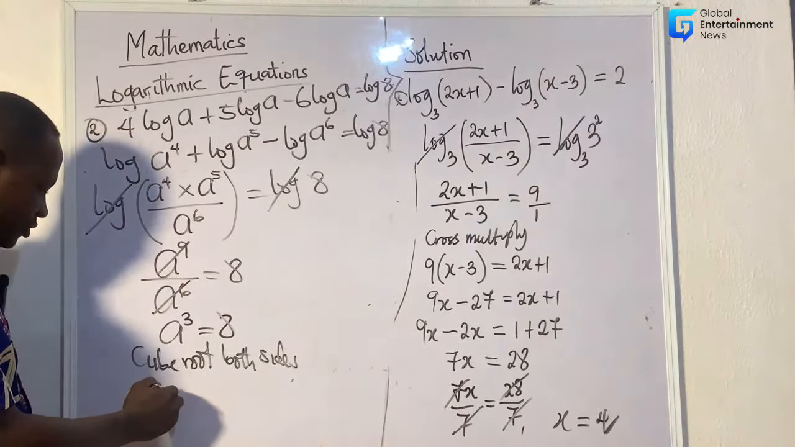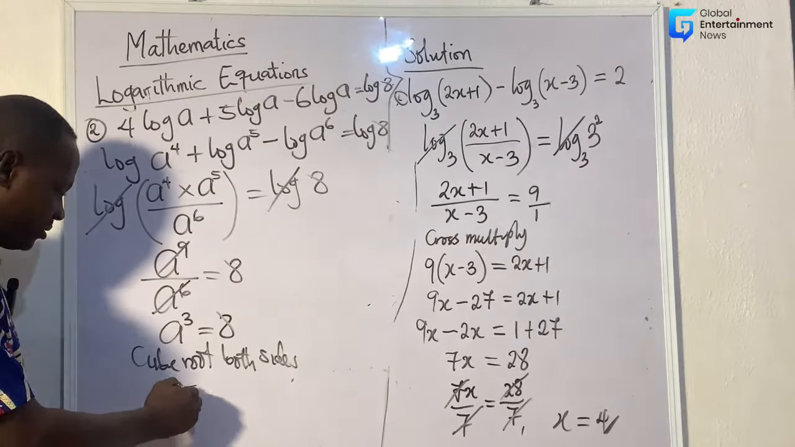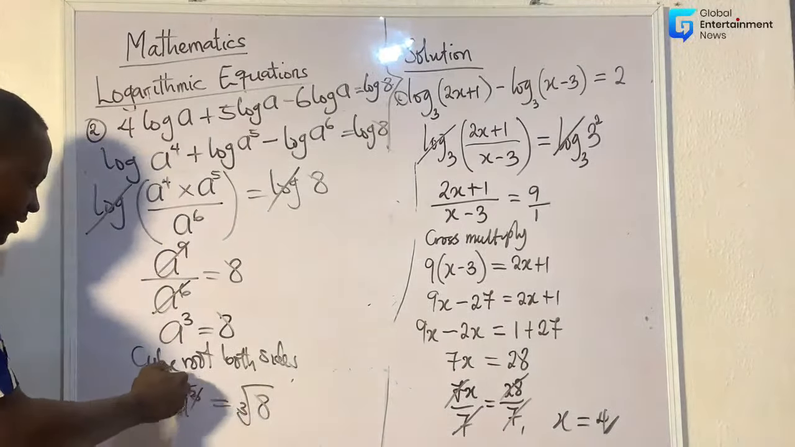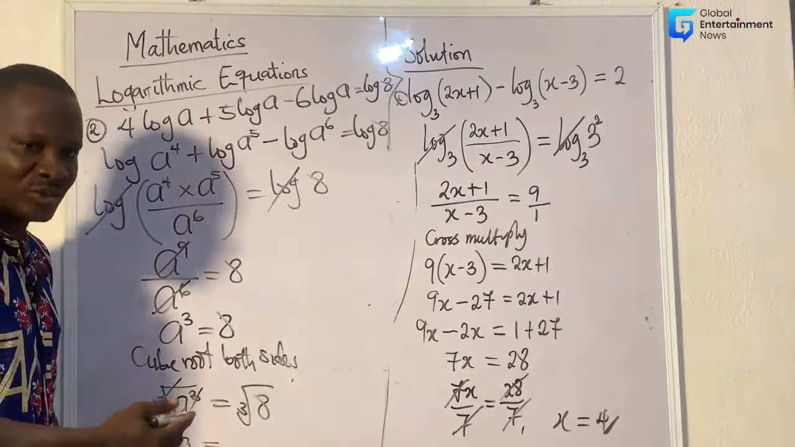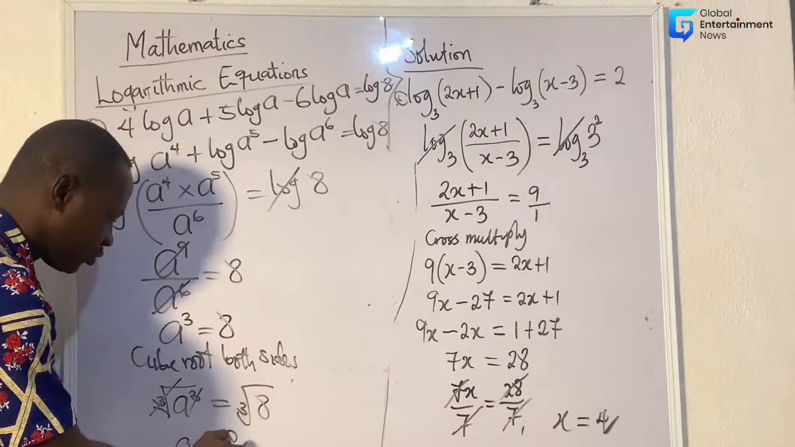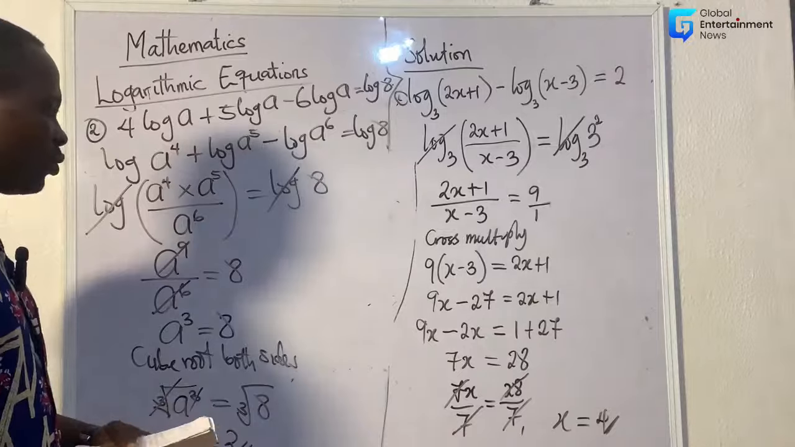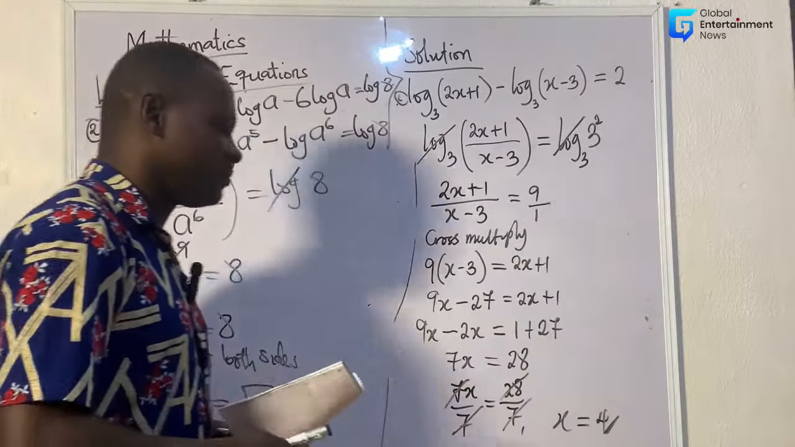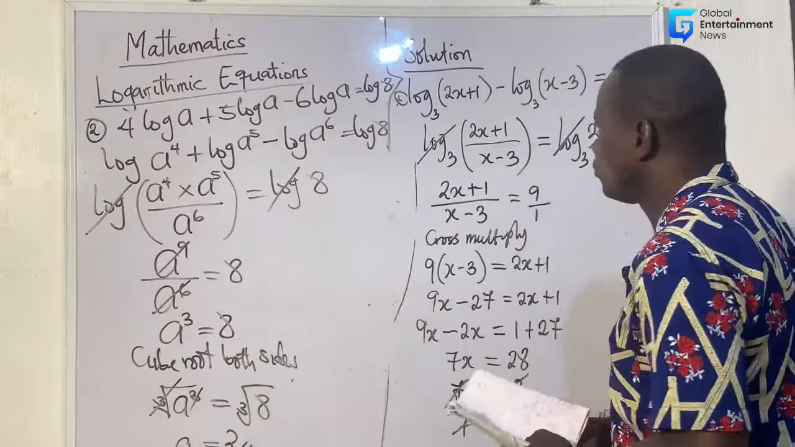So what we are going to do now is that it's going to be the cube root of A cubed is equal to the cube root of 8. So this, we cancel this. My final answer is A is equal to, what is cube root of 8? That is 2. So my final answer is 2. A is equal to 2. That is the second question. That is number 2.